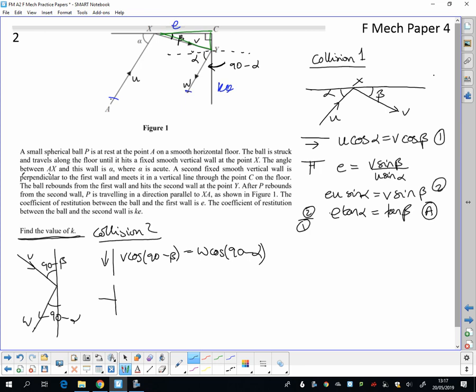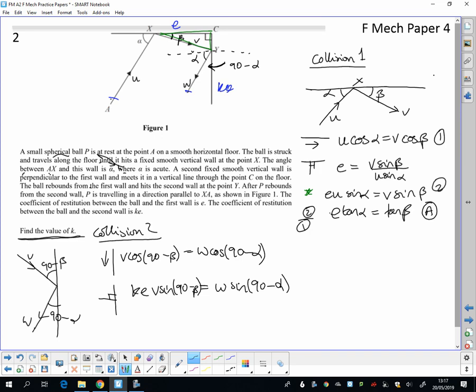So parallel to the wall, there's going to be no change in the speed. Then perpendicular to the wall, I can use the coefficient of restitution, which we know is ke, and using the same thing and rearranging at the same time, I can say that ke, the speed of separation, which is going to be w sin 90 minus alpha, over the speed of approach. So the speed of approach is v sin 90 minus beta, and I can just rearrange that in one step as well.